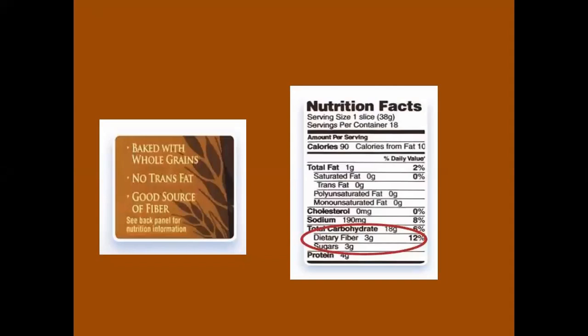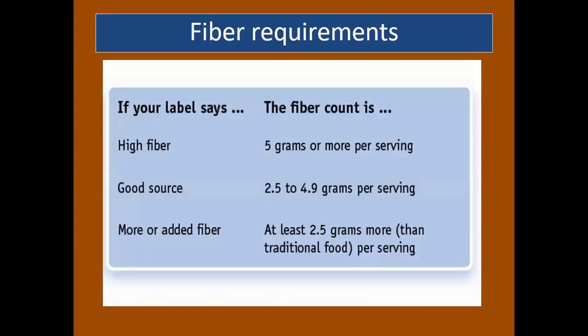These are some of the nutritional values. That is baked with whole grains, no trans fat, and a good source of fiber. The nutrition fact, as per the WHO, has this value: dietary fiber is about 3 gram, about 12%, which is found in this one. The fiber requirement: high fiber is about 5 gram or more per serving.